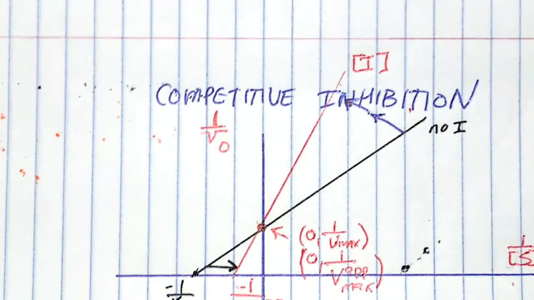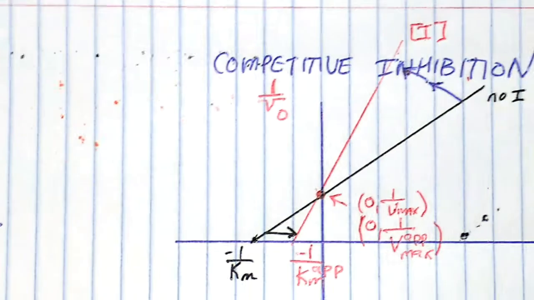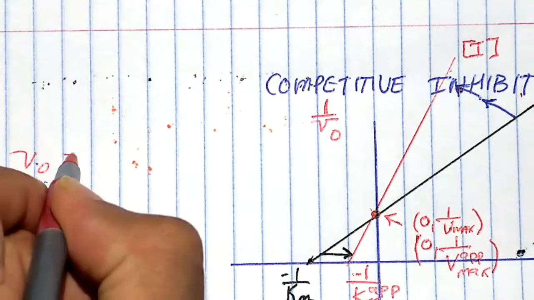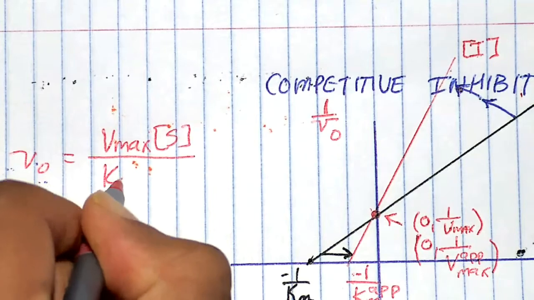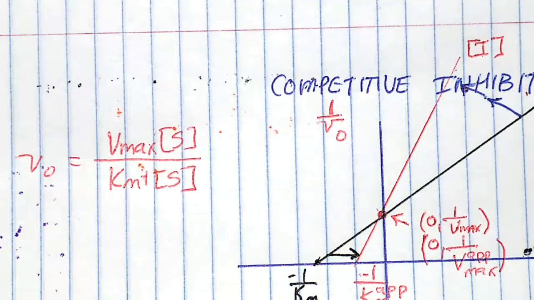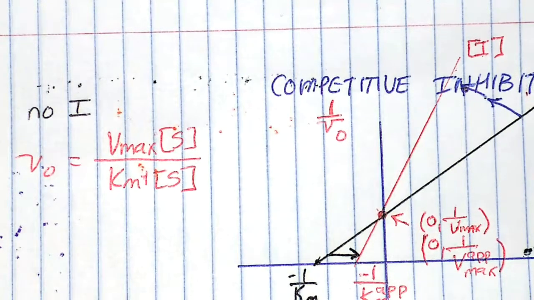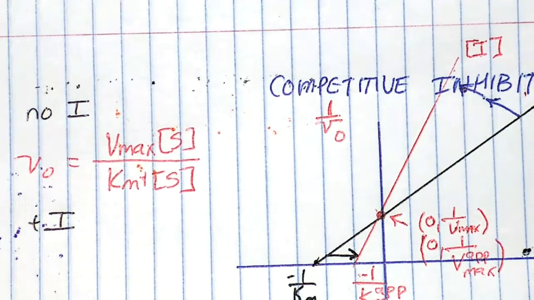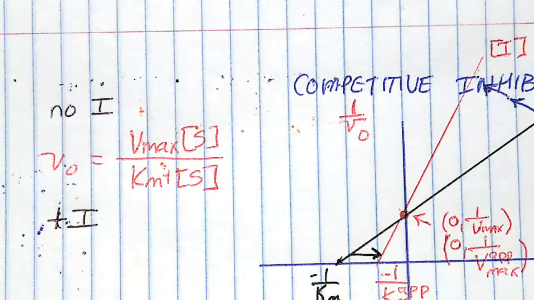Now let's go back to our Michaelis equation. Okay. The Michaelis-Menten equation tells us that V sub O is equal to V max concentration of S divided by Km plus the concentration of substrate. All right, so that is with no inhibition. Once we have an inhibitor, so this is with no inhibitor. Once we have the presence of an inhibitor, in this case a competitive inhibitor, our V sub O is going to change.